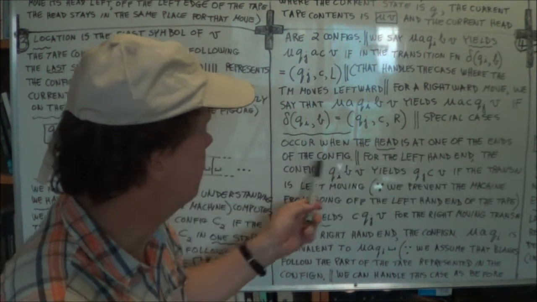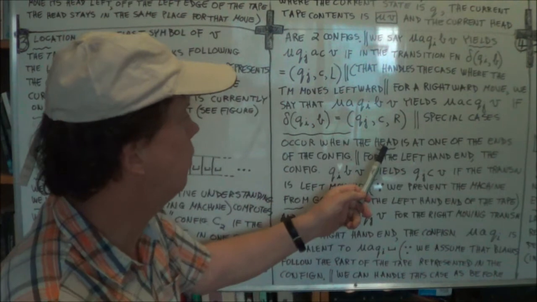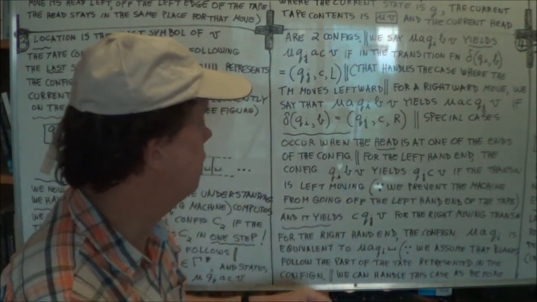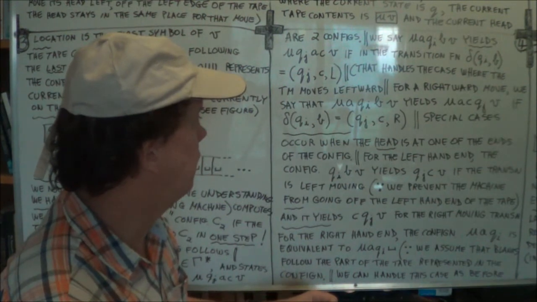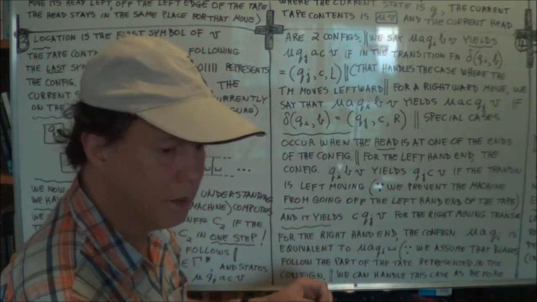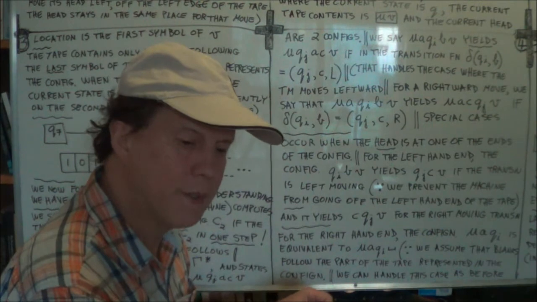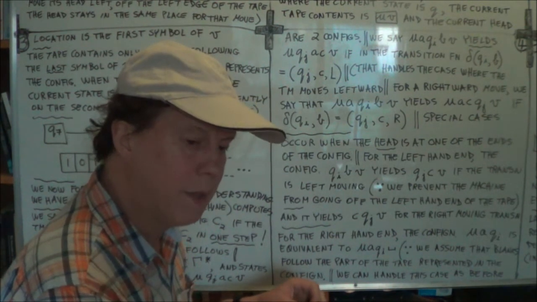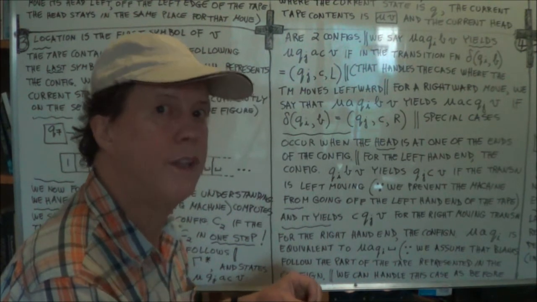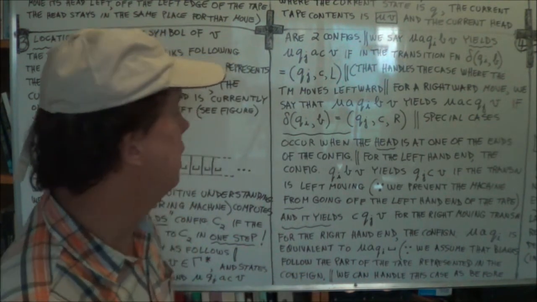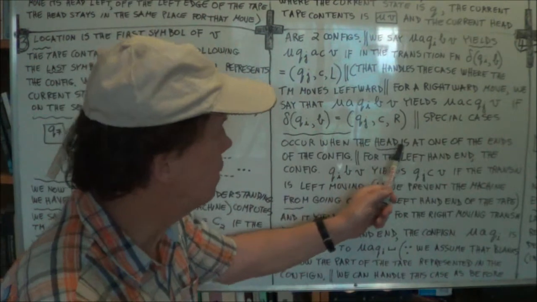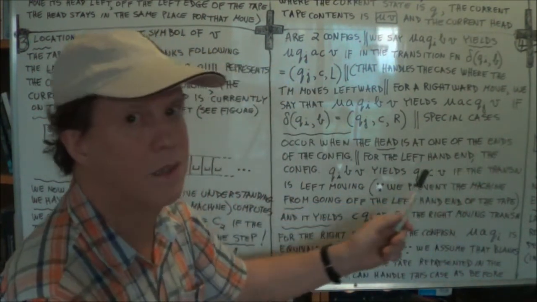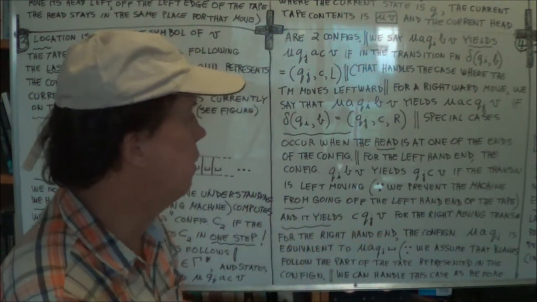Now there's the special cases. Like, what do you do when the head is at one of the ends of the configuration? It might be at the leftmost symbol of your U. It might be at the rightmost symbol of your V. Okay, special cases. When the head is positioned at the ends, the left or right hand end of your string on the tape.